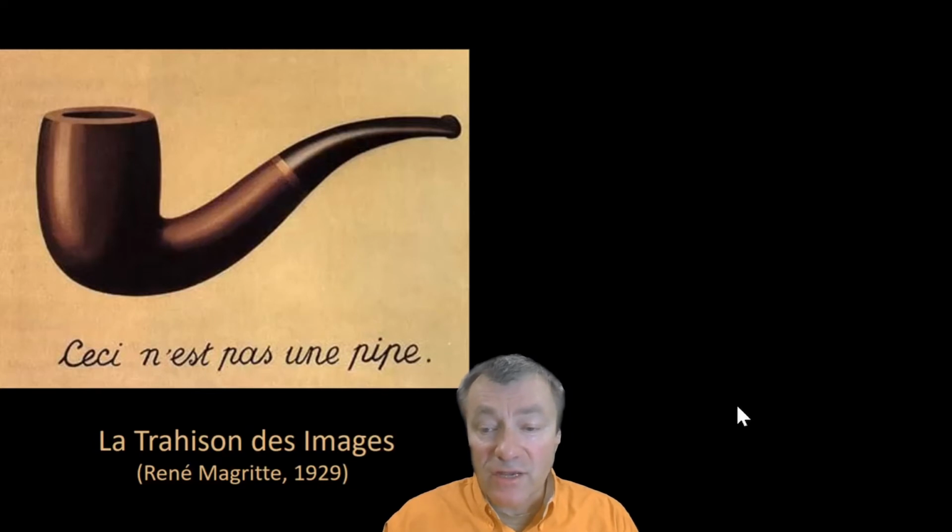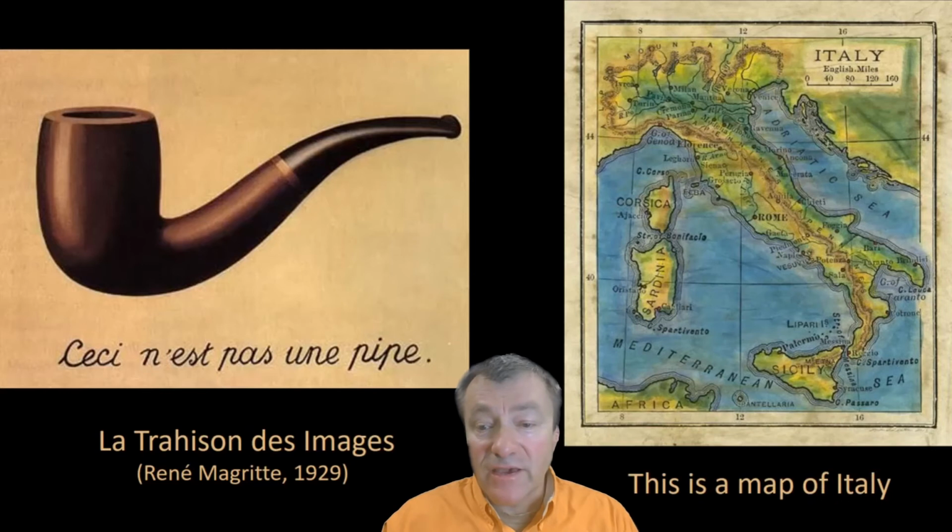Which of course is correct. This is only a picture of a pipe. Just like this is not Italy. It is only a map of Italy. Our everyday language, of course, tends to be lax about such distinctions, but one of the points we face in this video is the need for recognizing and preserving these distinctions.